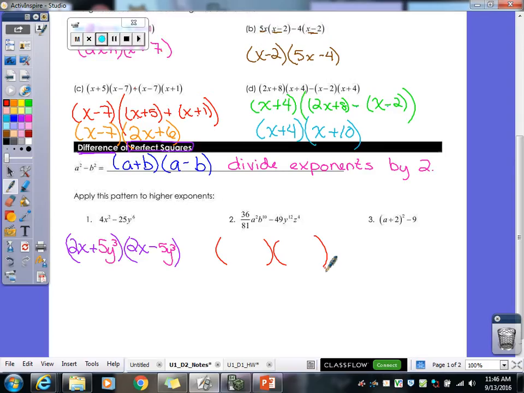Now for example 2, I have a lot of kids who are like, oh my god, there's a fraction, I can't do this. It's okay. Take the fraction and separate it. What multiplies to give us 36? 6 and 6. What multiplies to give us 81? 9 and 9. So it would be 6 over 9 and 6 over 9. So then again, we take our exponent, so it would be a to the first, b to the fifth. So 6 over 9, ab to the fifth are our first terms.